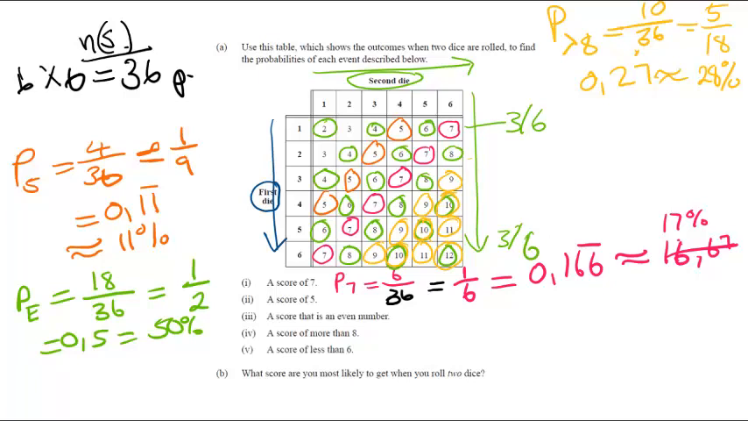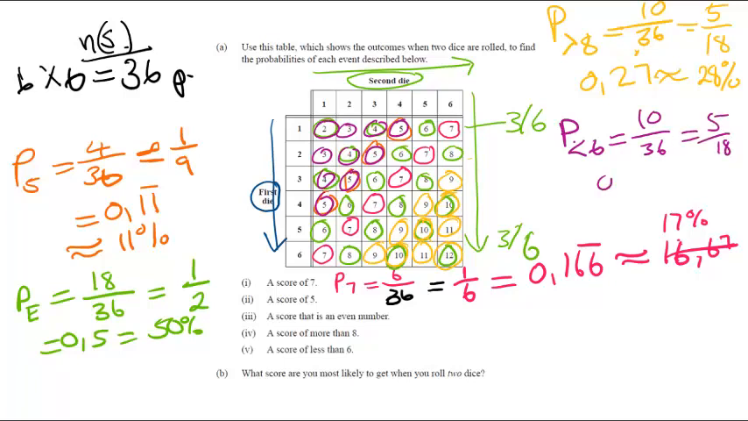And the last question is saying, what's the probability of getting less than 6? So that's going to be 1, 2, 3, 4, 5, 6, 7, 8, 9, 10. The same. So the probability of getting less than 6 is going to be 10 out of 36. 5 out of 18, 0.27 decimal, 7 recurring, approximately 28% chance.